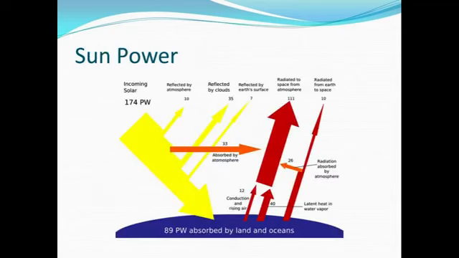Sun power. Incoming solar radiation is absorbed by the land and oceans, reflected by the atmosphere, reflected by the clouds, reflected by the earth's surface, and radiated to space from the atmosphere and from the earth.